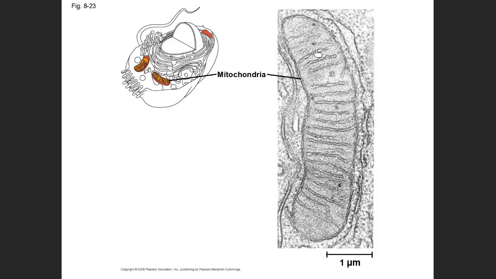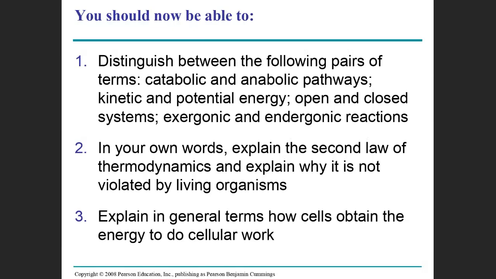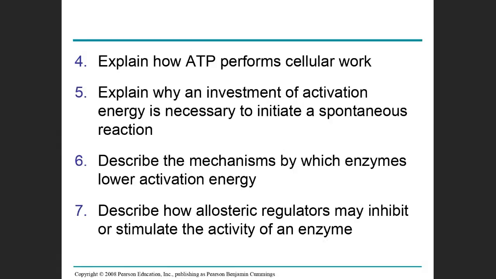So here we see an electron micrograph of a mitochondrion. Remember, that inner mitochondrial membrane is very highly folded to increase surface area for all the electron transport chains that we're probably not going to get to today, but we'll get to that tomorrow. So that's it for enzymes. Any questions?